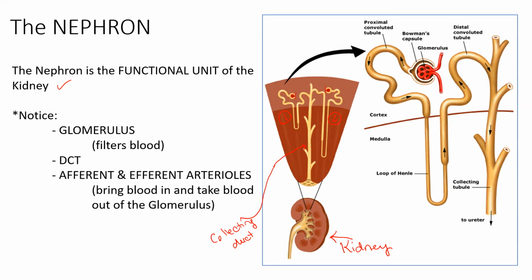The collecting duct is going to take urine to the bladder. It goes to the ureter, which empties into the bladder, which is finally going to go outside the body. By the time the contents get into the collecting duct, we can pretty much say it's urine at this point. So this is the end of the line.